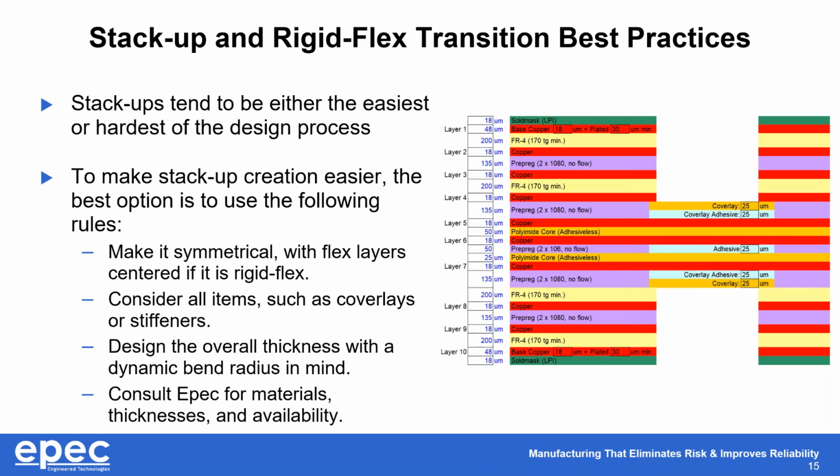You'll want to consider all items, so coverlays, stiffeners, things of that nature. It's always critical to keep those in mind, because if you forget about those, then it can really interfere with bend radius and then design, and it just kind of domino effects from there.